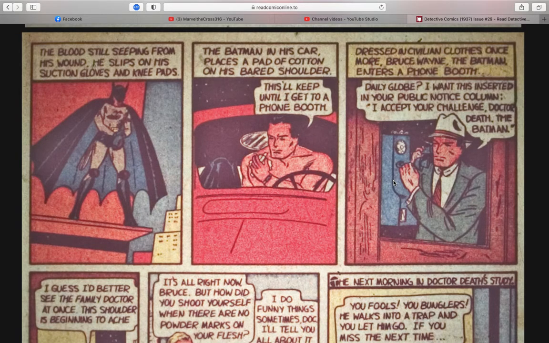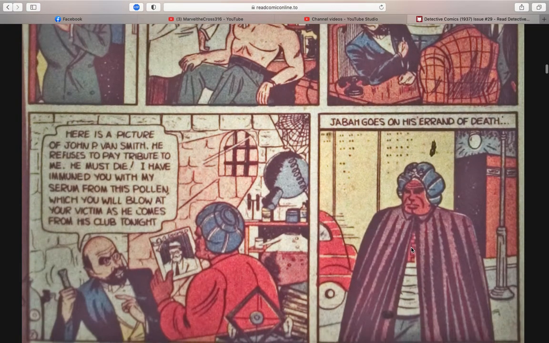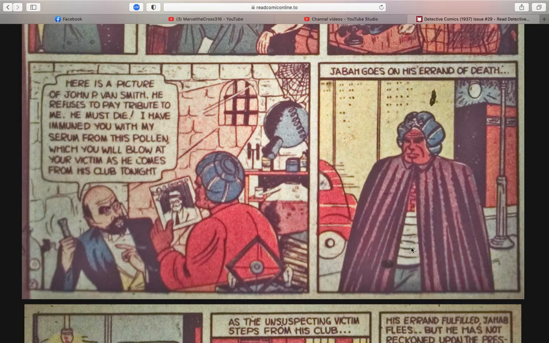And he also alerts the Daily Globe, because he wants to put a public notice in the column saying, "I accept your challenge, Dr. Death, the Batman." And so we see that Bruce Wayne then goes to his family doctor. He tells the family doctor that he had accidentally shot himself, and the doctor believes it, I guess. But then we see the next morning that Dr. Death is so mad at his servants here that they should have been successful in taking down the Batman, but they weren't.